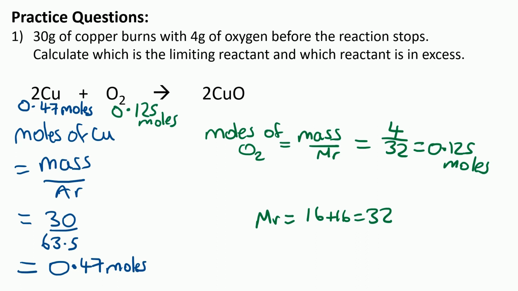And this time we can see we need a ratio of 2 moles of copper to 1 mole of oxygen. So if we've got 0.125 moles of oxygen, really we would like 0.25 moles of copper. But in actual fact, we've got more than that. So the copper is in excess and oxygen is the limiting reactant. That's the one that would run out first and cause the reaction to stop.